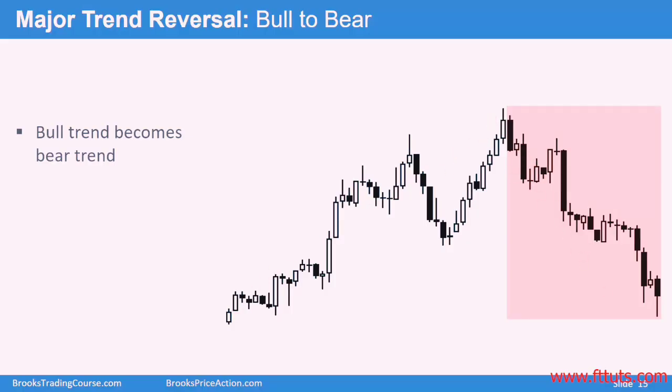If a bull trend goes to a bear trend, it's a major reversal. If a bull trend just goes sideways and the bull trend resumes, it's a minor reversal. Even this is a minor reversal because the bull trend resumed. So minor reversal, the trend resumes instead of reversing.